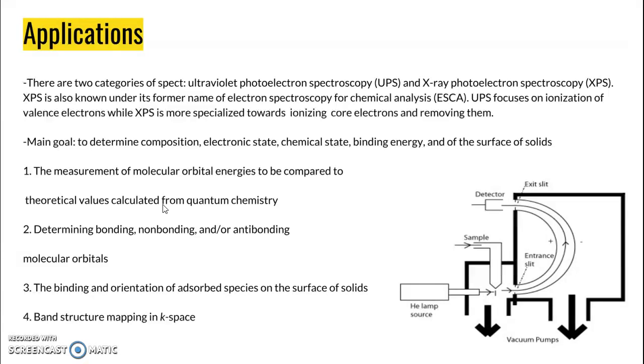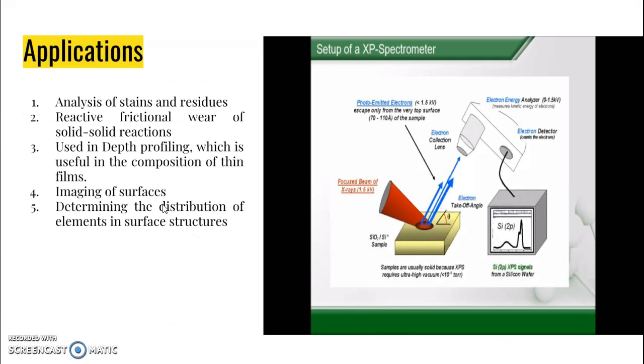And here we have a diagram of how exactly the machines work to produce our results. And some more real-world applications. So you can analyze stains and residues on surfaces at crime scenes by looking at their binding energies. You can also test the reactivity of frictional wear of solid-solid reactions.